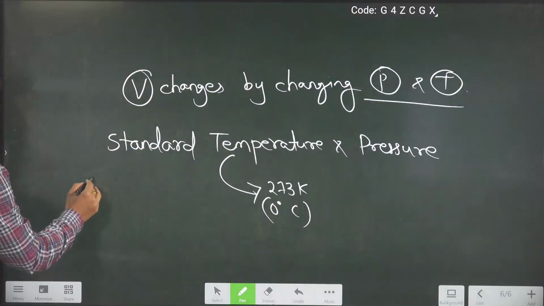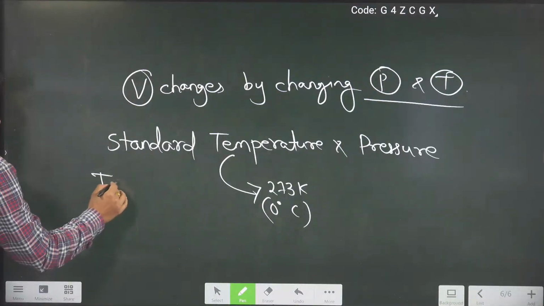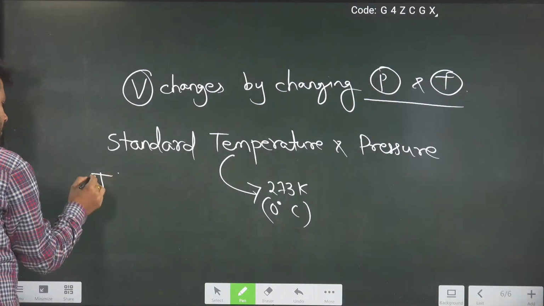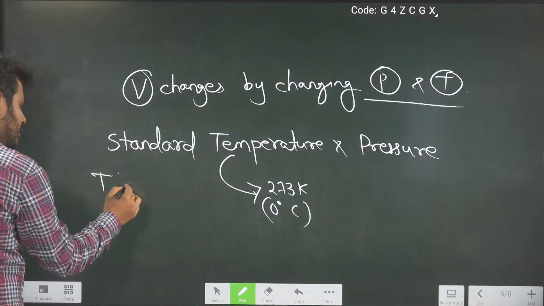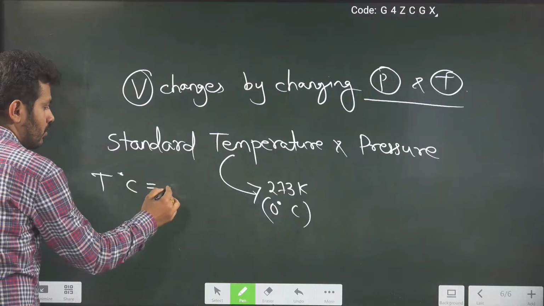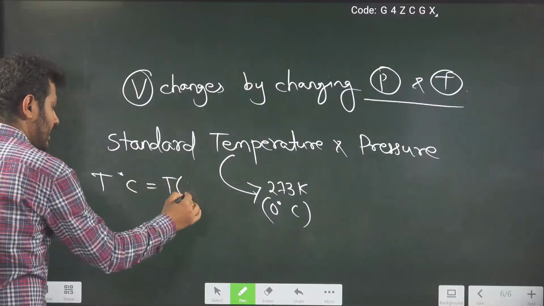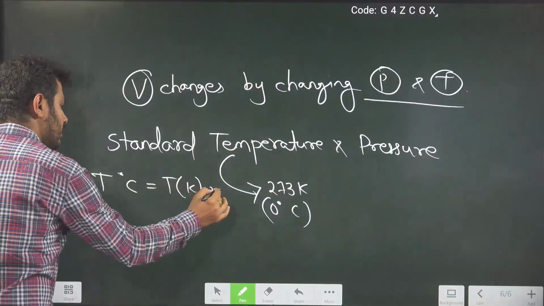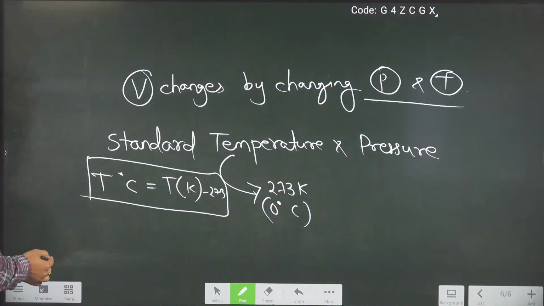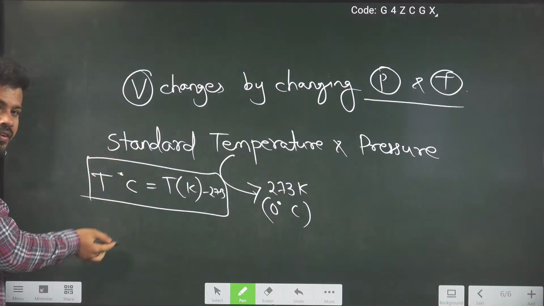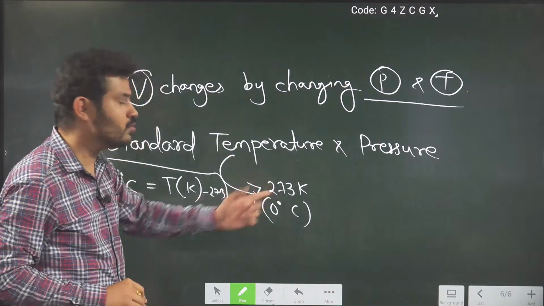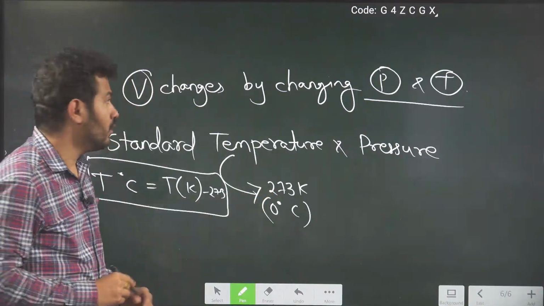We know that temperature in degree Celsius, or we can convert Celsius into Kelvin, right? Temperature in degree Celsius is equal to how much? Temperature in Kelvin scale minus 273, right? Or you can say the reverse one, temperature in Celsius scale plus 273. If you do, you will get Kelvin scale temperature. So 0 degree Celsius, 273 Kelvin, right?